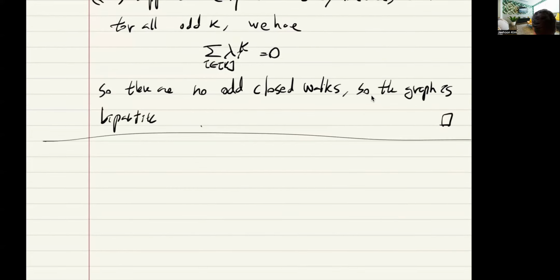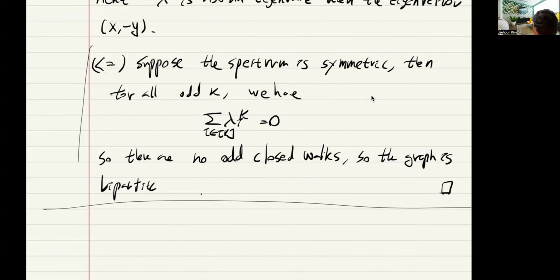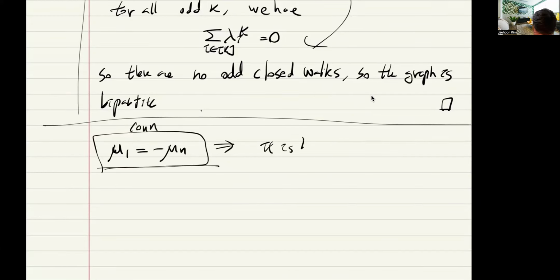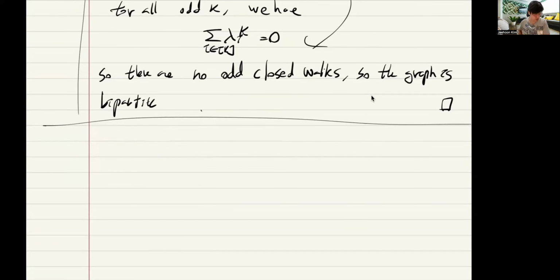In fact, you can prove a stronger theorem. Here we assume that every spectrum is symmetric, then it is bipartite. But if your graph is connected and it satisfies just this, you can show that it is bipartite. I will leave this as an exercise to you. You can try to prove it, but anyway, we know this. So somehow, the eigenvalue contains information about whether the graph is bipartite or not.